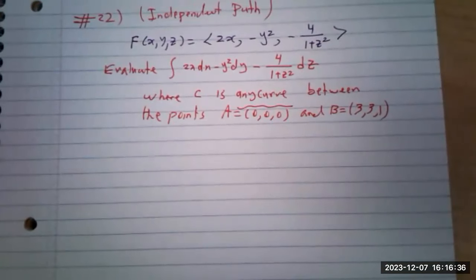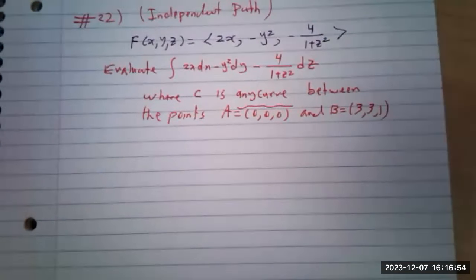You don't have the equation of the C, because they say any curve C. Since you don't have the equation of the C, automatically you have to prove yourself that this is independent of the path first. So as soon as you prove it's independent of the path, then the C would be optional.